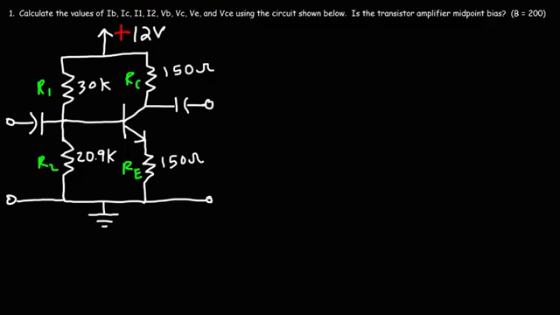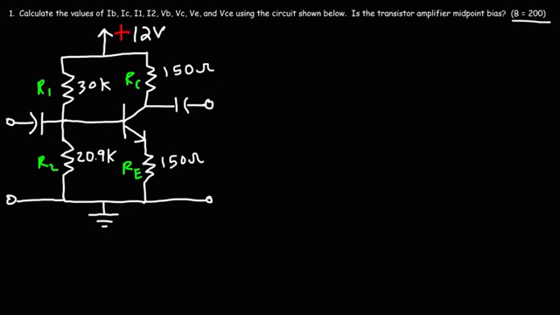In this video, we're going to talk about how to solve the voltage divider bias circuit. We're given the values of R1, R2, RC, and RE, and we have an NPN transistor, which you can call Q1. Our goal is to calculate the values of IB, IC, I1, I2, VB, VC, VE, VCE. Basically, we're going to solve the whole circuit, and then determine if this particular transistor amplifier is midpoint bias.